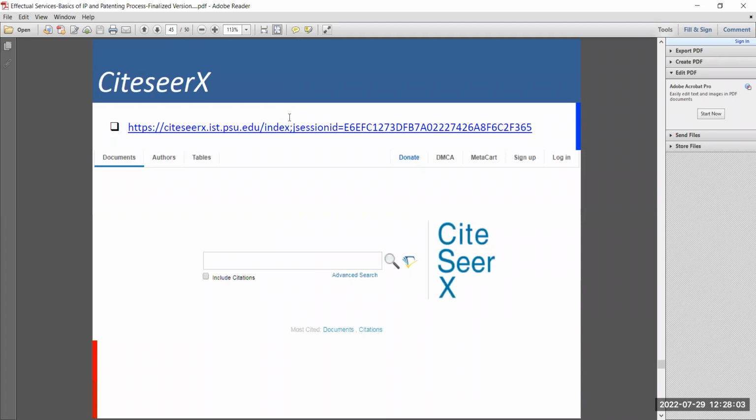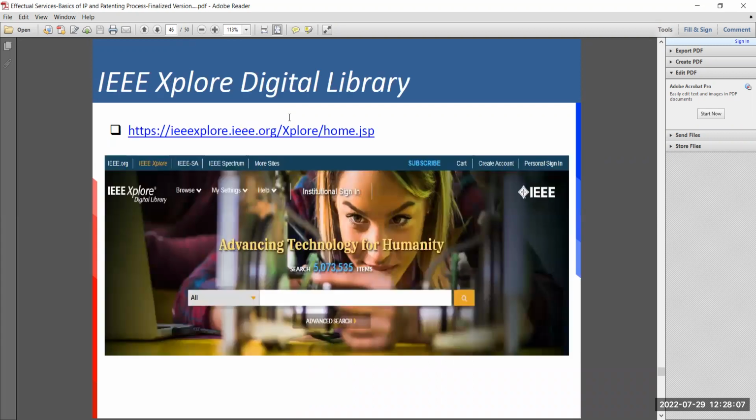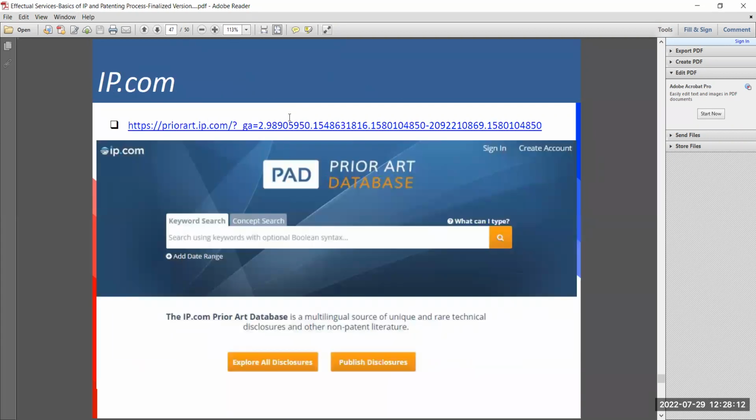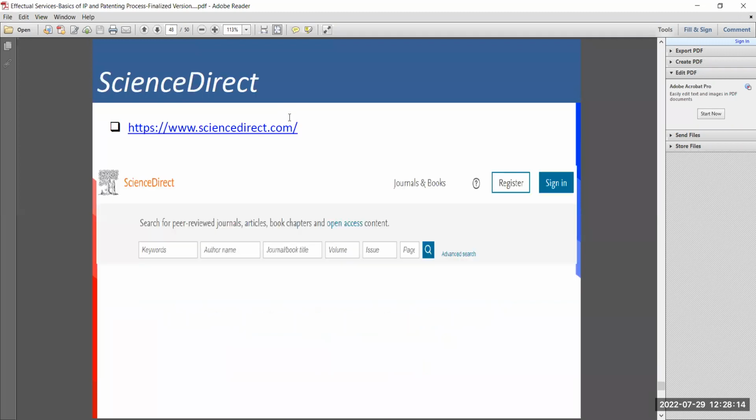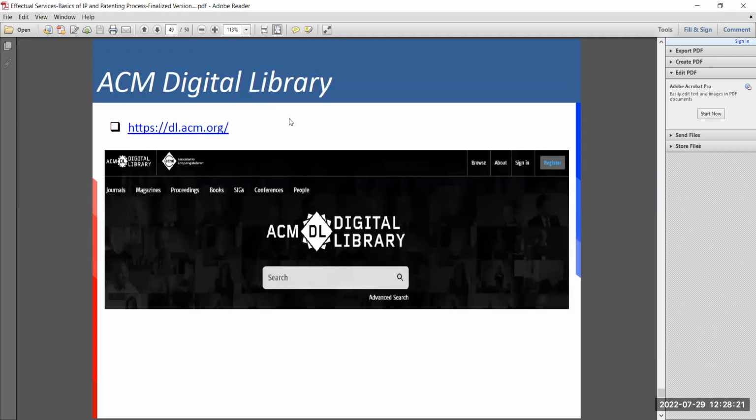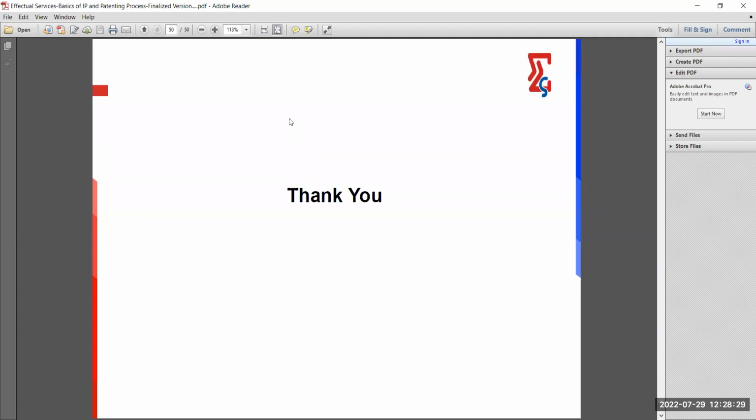This is CiteSeer, that is for non-patent literature, articles and all those things. IEEE Explorer, I think most of you are aware of that. Same, that is ip.com. Science Directory is for journals, articles, publishing articles, and all those articles which are in public domain. ACM Digital Library, you can access those NPL, non-patent literature, from these sites. So that's it from the basics of IP and how we protect patents and how do we file those.